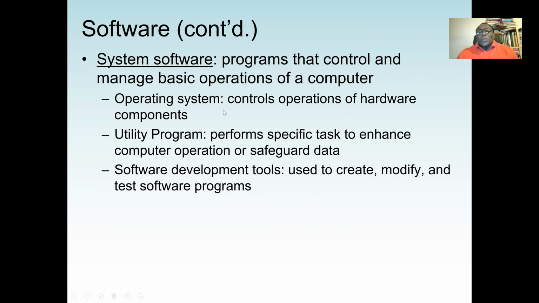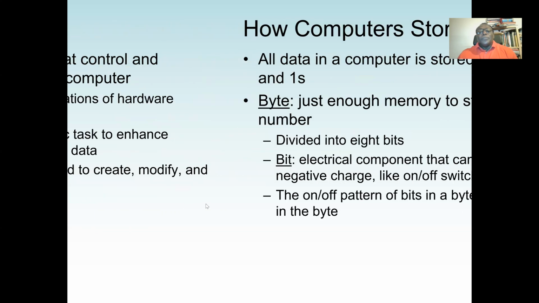So we talked about the system software already. These are programs that control and manage the basic operation of a computer. The operating system is a good example. It controls the operations of the hardware components. Utility programs such as antivirus software interact with the hardware. Or in Windows, we have defragmentation software that will defragment our hardware or delete content in the hardware. These are all utility programs.